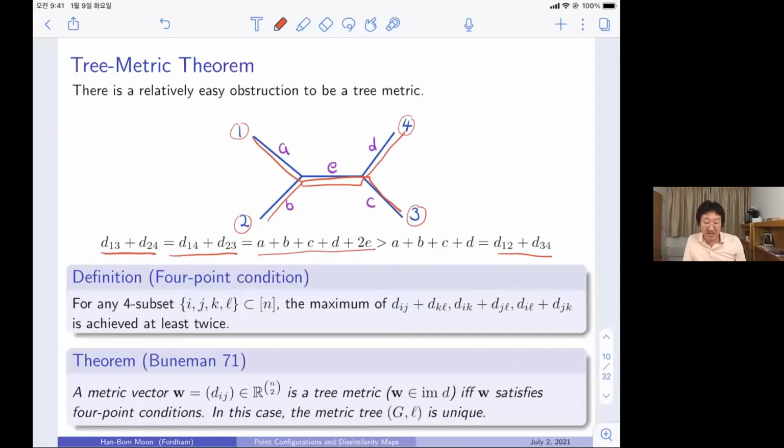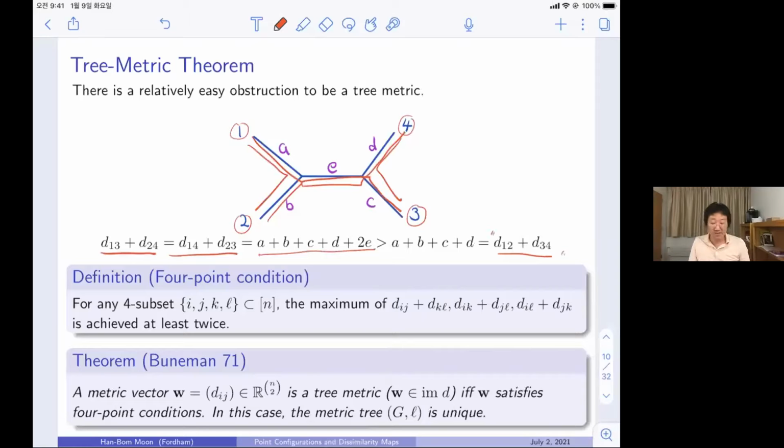You can do the same job for D14 plus D23. But on the other hand, if you compute the remaining quantity D12 plus D34, then this is simply A plus B plus C plus D, which has to be strictly smaller than the previous 2 numbers. Why? Because it is a positive number.